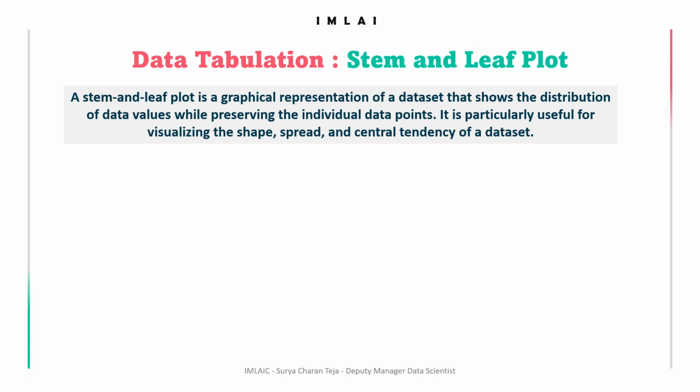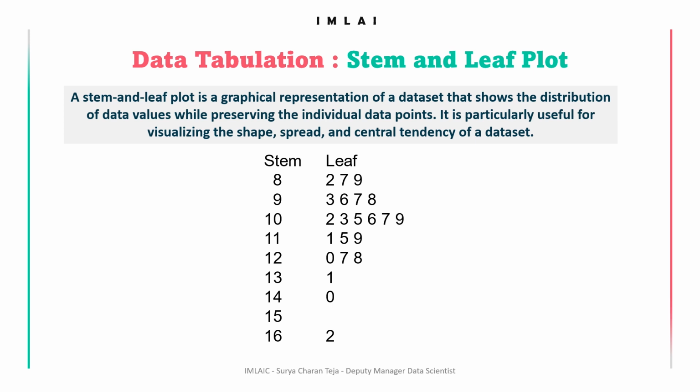In pandas, you can create stem and leaf plots using various functions and methods. Anyway, you can see one example on the screen. The left side is the stem and the right side is the leaf, and it will clearly give you the stem part and the frequency of the stem part. You can clearly see the shape and which one has the highest frequency, and all that information. That's why it's particularly useful for visualizing the shape, spread, and central tendency of a data set.